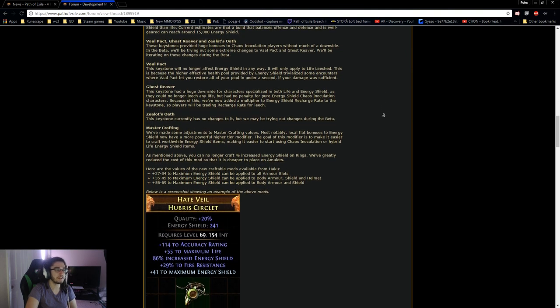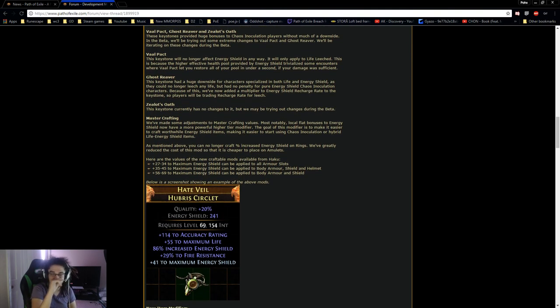Thankfully, hopefully this doesn't affect many of my builds, but this pretty much ruins part of the meta. Vaal Pact, Ghost Reaver, and Zealot's Oath. These are the three keystones we talked about above. These keystones provide huge bonuses to chaos inoculation players without much of a downside. In the beta, we'll be trying out some extreme changes to Vaal Pact and Ghost Reaver. We'll be iterating on these changes during the beta.